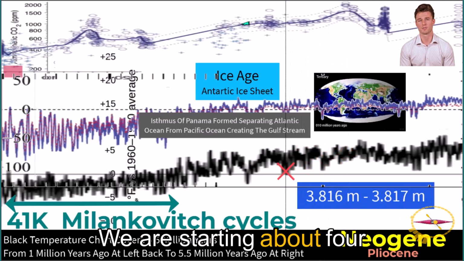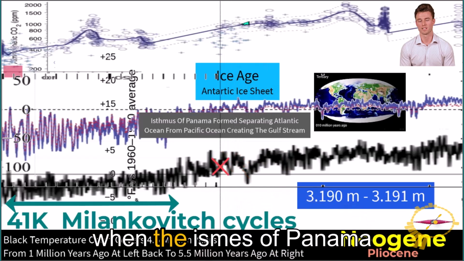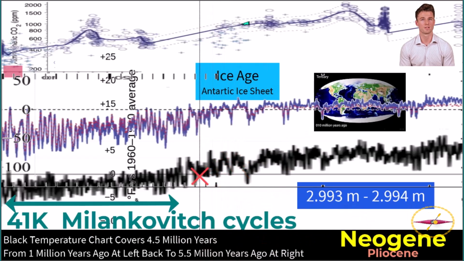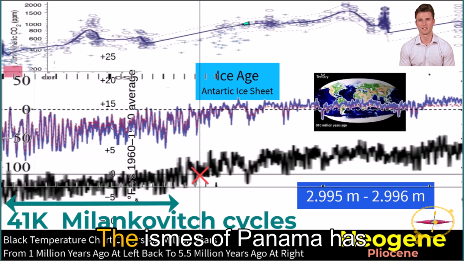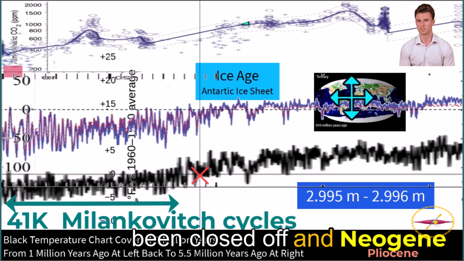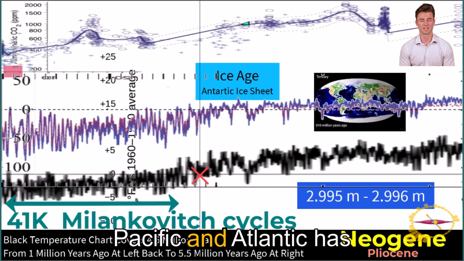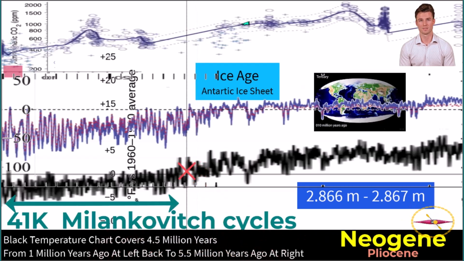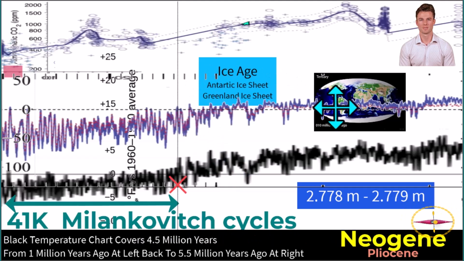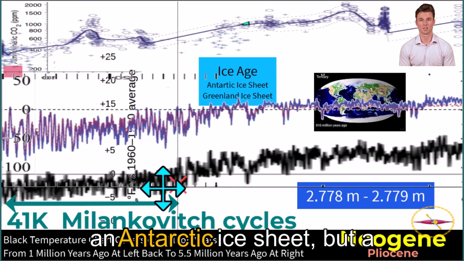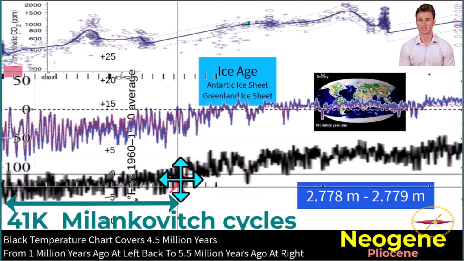We are starting about 4.5 million years ago when the Isthmus of Panama started to close. Here we are around 3 million years ago. The Isthmus of Panama has been closed off and circulation between the Pacific and Atlantic has been terminated. If we continue forward in time, we're very shortly going to see... But now we have not only an Antarctic ice sheet but a Greenland ice sheet.